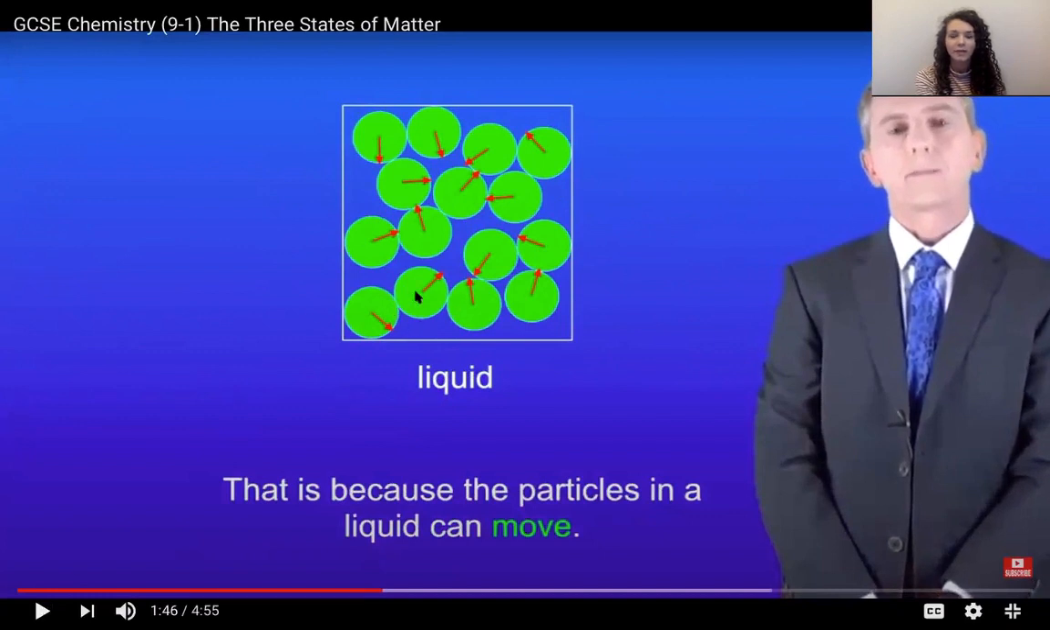Okay, so looking here at the particles in a liquid, they are arranged differently. So what we can notice that's different to the arrangement of particles in a solid is that they're not in a fixed shape. And that means that they're free to move around. They can slide over each other. And that's why we can pour a liquid.